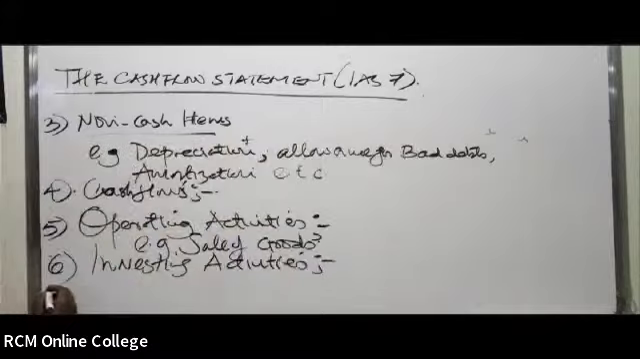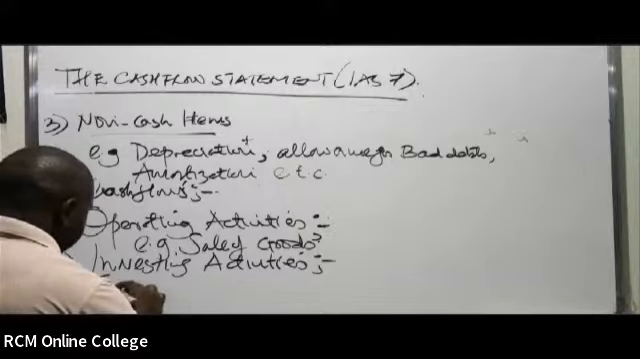Then you have number 7. You can write still another category in the cash flow statement. We refer to it as financing activities.